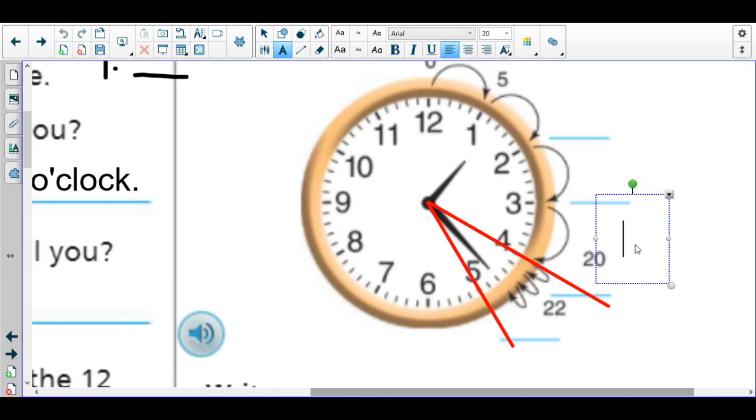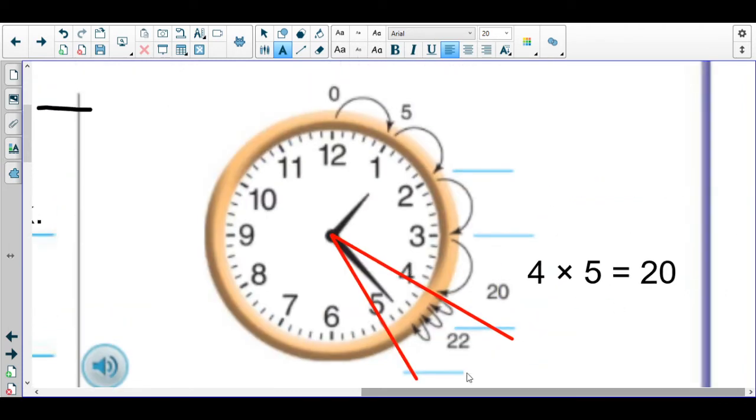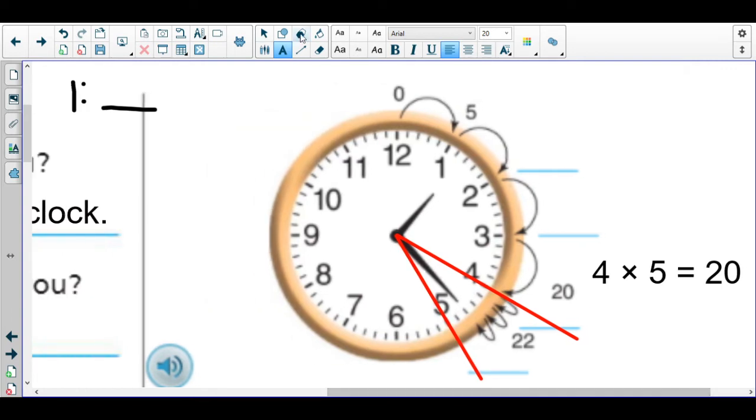So we know that that's going to be 4, and then each interval in between is 5. Okay? So it's at least going to be 20. We are looking at a time of at least 1:20.